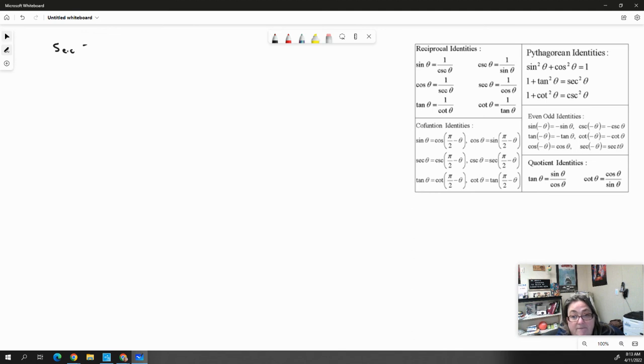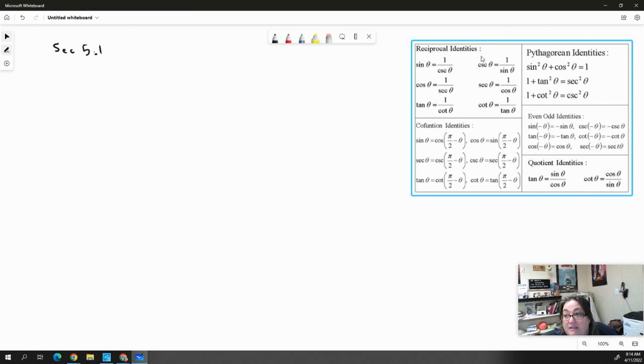section 5. I'm going to hate that. 5.1 in the book. And basically, we're just going to be starting to use these trig identities a little bit more. I really am only focusing on one part today. One, because I know it's our first day back and I wanted to keep the lesson relatively short.